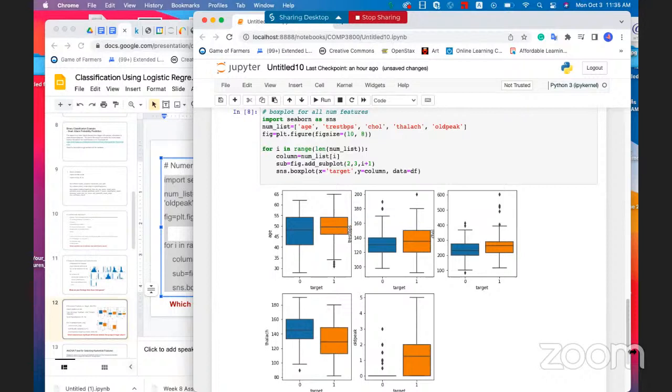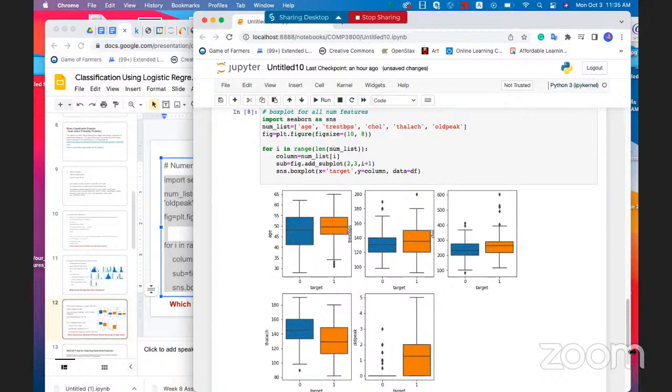So now the target variable is a categorical 0 and 1, and this is the numerical value age. Here is the age of people who had no heart attack, and here is the age of people who had a heart attack. Maybe this mean value is slightly higher. The average age is a little bit higher in the group that had a heart attack.